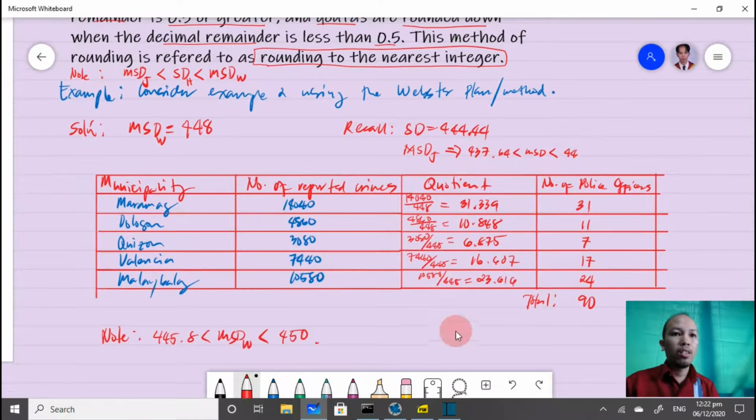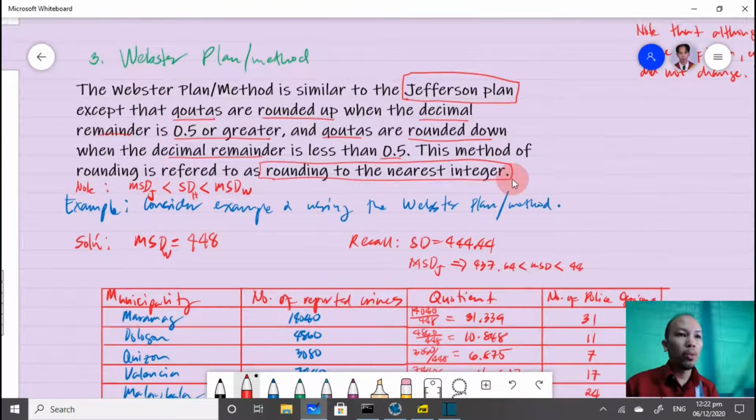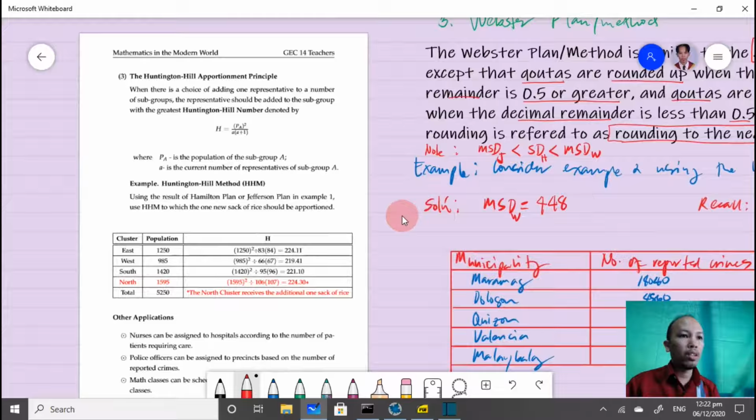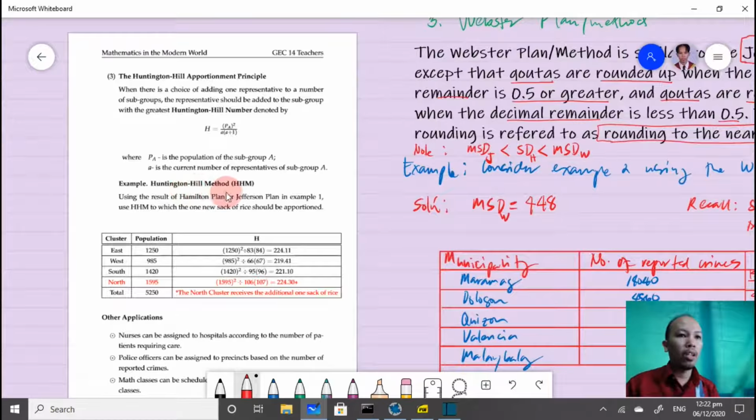This is how you are going to apportion using the Webster method. So for our next topic, which is the last method, will be the Huntington-Hill method. I'm going to pause it for now and then come back later.